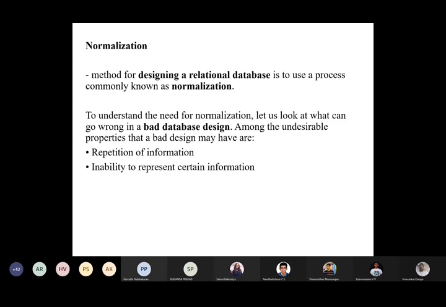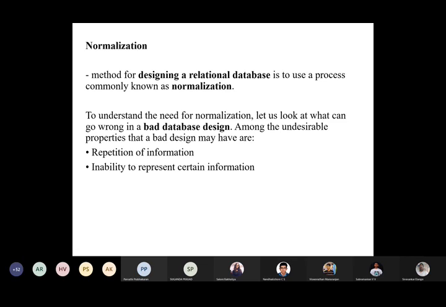Basically, normalization is a method used for designing a good relational database, right? So you have a good schema design and a bad schema design. The issues in a bad schema design are that there will be a lot of repetition of storage, redundancy of storage of information, and similarly a lot of anomalies, right? So we have insert anomaly, deletion anomaly, and update anomaly in the case of a bad schema design. To overcome the problem of data redundancy and anomalies, we go for normalization.